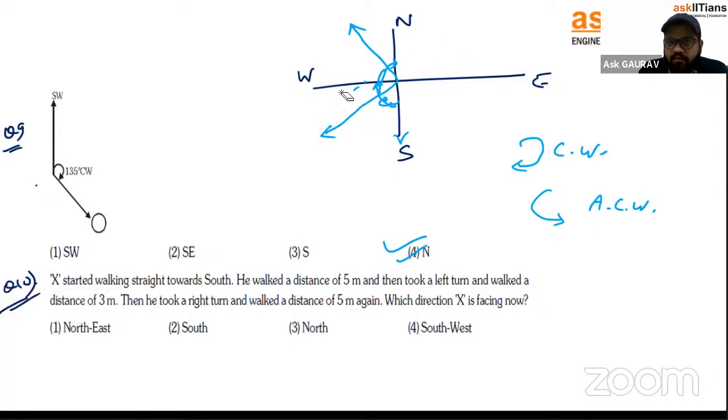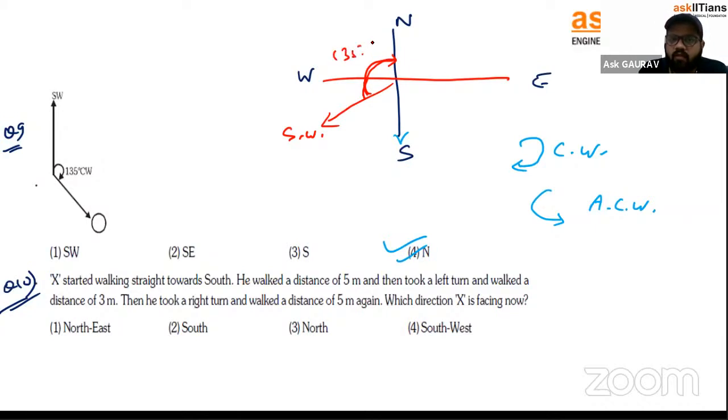You are at southwest. This is your southwest. Now you have to move clockwise 135. So this is 45 and 90 more. This is 135 clockwise. You will reach north. So the answer will be right. Okay, do question number 10. Is it clear now? Do question number 10.